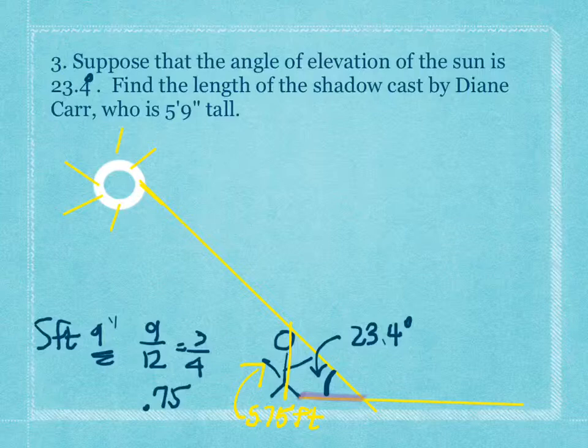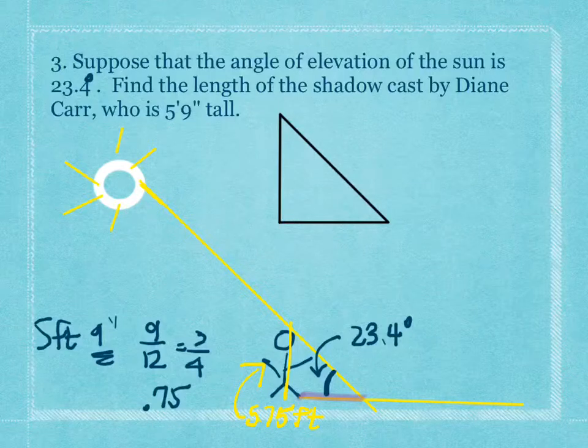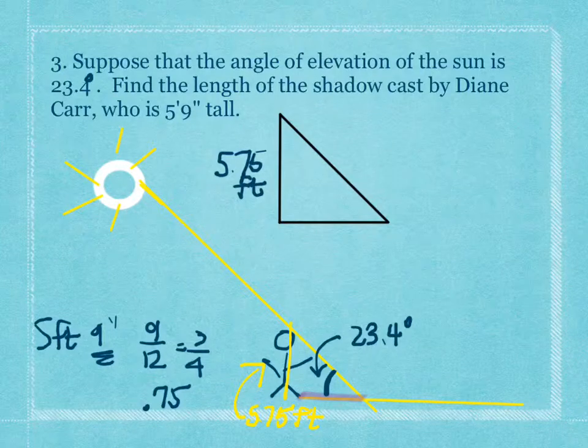All right, so I'm going to redraw this triangle because I need it just a little bit bigger for my liking. But I have a triangle. And, okay, it looks something like this. Right? I know that this side is 5.75 feet. I know my angle here is 23.4 degrees. And it's asking me to find the length of the shadow, which is down here. So what relationship can I set up between those three pieces of information about this triangle?